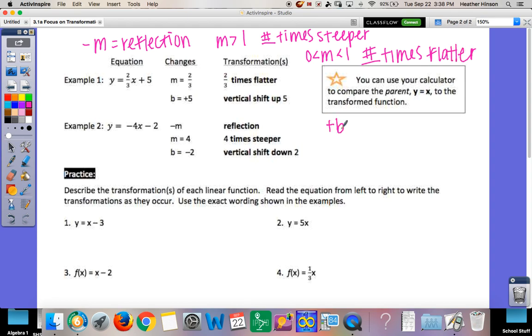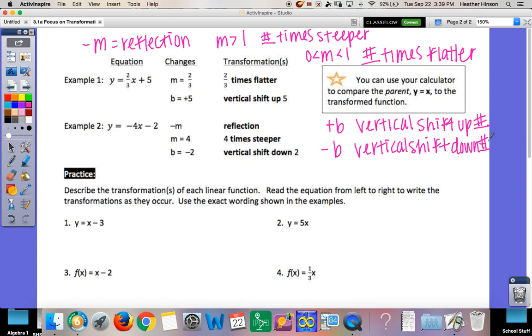If your y-intercept is positive, we write vertical shift up whatever the number is. And if your y-intercept is negative, we write vertical shift down because it's negative and whatever the number is. You can always use your calculator if you want to compare it to the parent function, which was y equals x, and you can look and see exactly how it changed. Did it reflect? Did it get steeper, flatter? Did it go up or down? You can always look at your calculator for that.